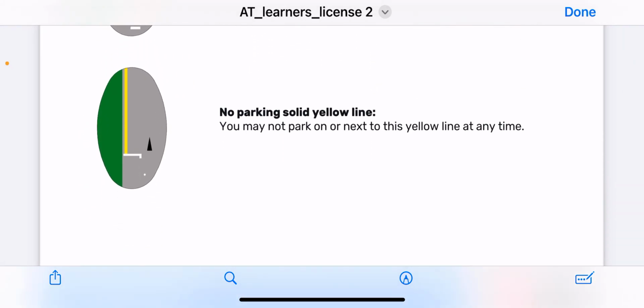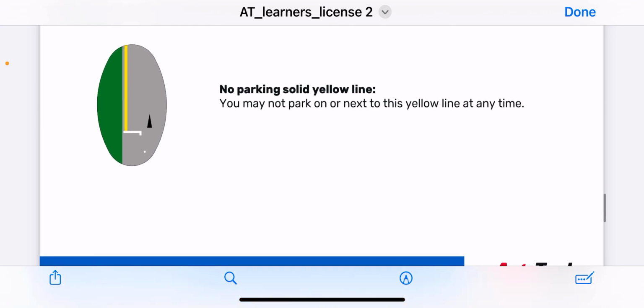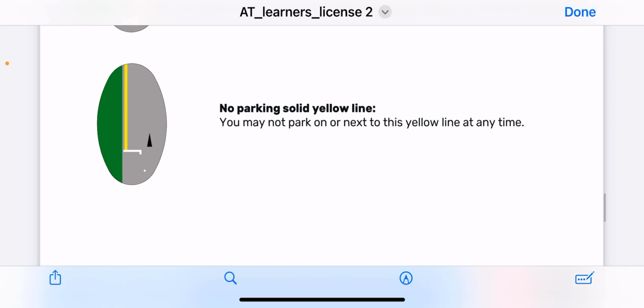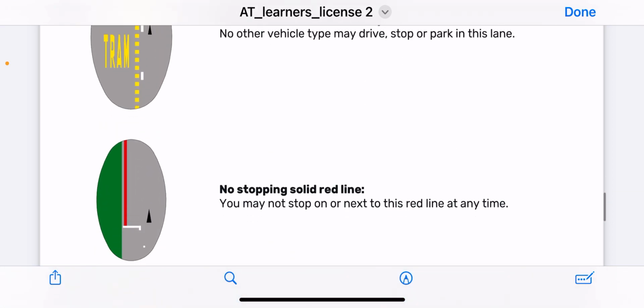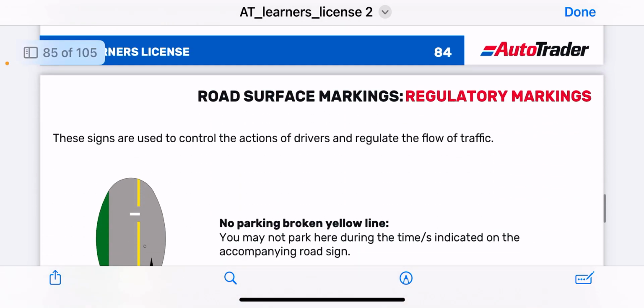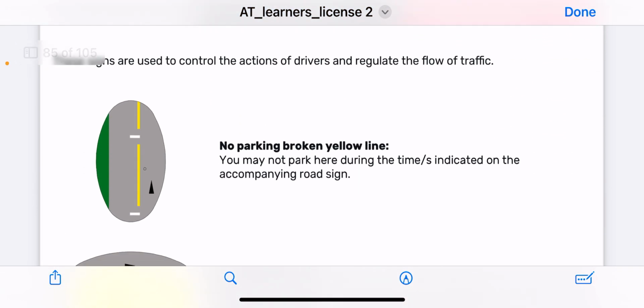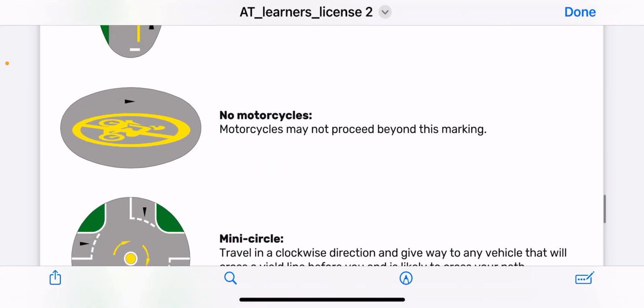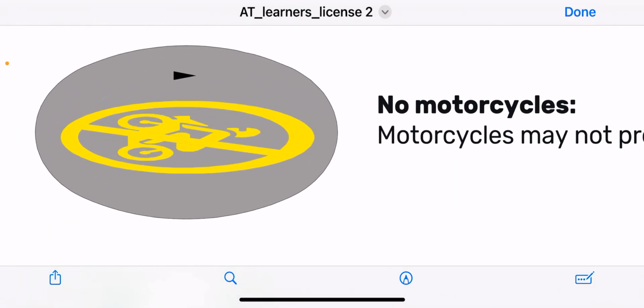And then no parking solid yellow line, this one, no parking. But you may stop, but you may not park. This one, you may not stop, so also you may not park. Then you have this one, no parking yellow line, no parking during the times. So you know that there will be a sign which will tell you that you may not park here during these times.